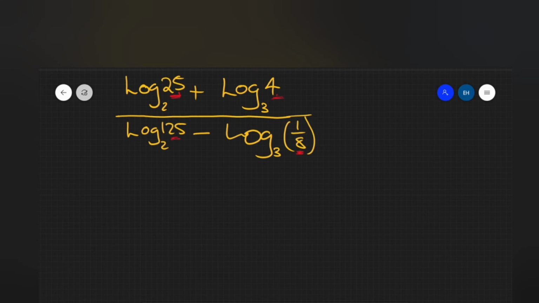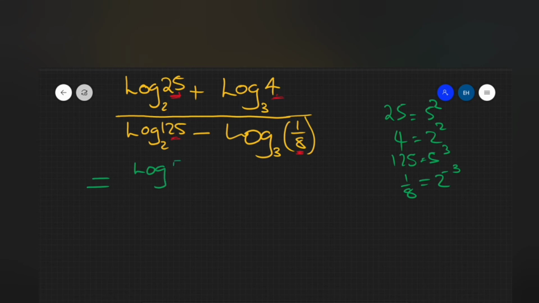So we simplify each component first. Let's say 25 is the same as 5 to the power 2. Can you see that? 4 is the same as 2 to the power 2. 125 is the same as 5 to the power 3. Then 1 over 8 is the same as 2 to the power negative 3. So we rewrite it in that form and see where it takes us.